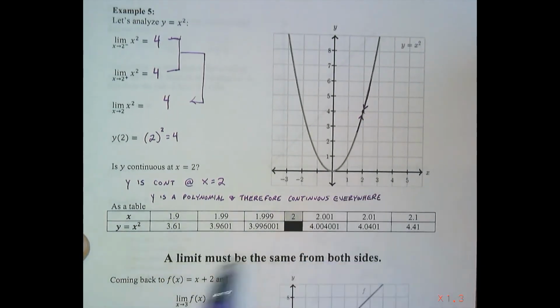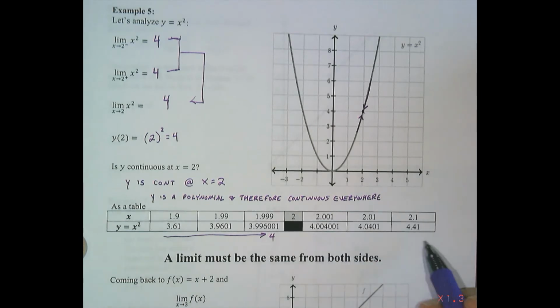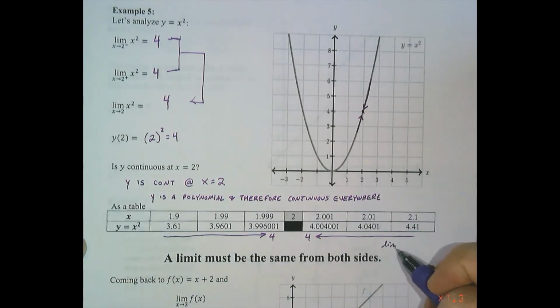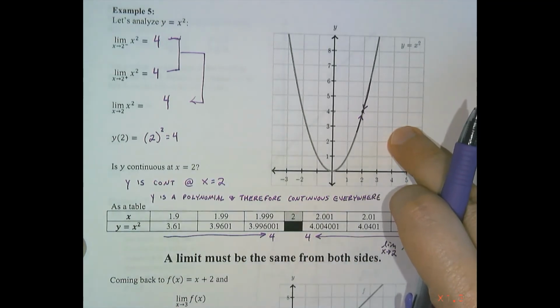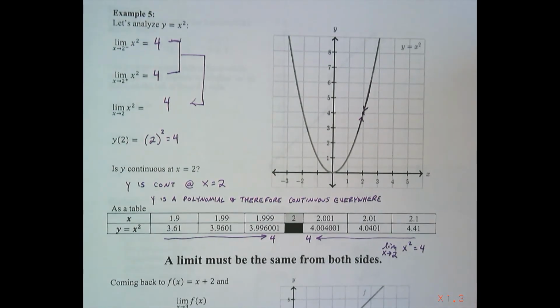If we were to take the same approach in this table, we evaluated 1.9 squared, 1.99 squared, 1.999 squared, and we see from the left-hand side we're approaching a value of 4. Likewise, on the right-hand side, we're also approaching a value of 4. So it would appear as though the limit as x approaches 2 from both sides of x squared is 4. The table shows it, the graph shows it, and we're not getting into the analytical approach where we look at the equations yet, but we will get there.